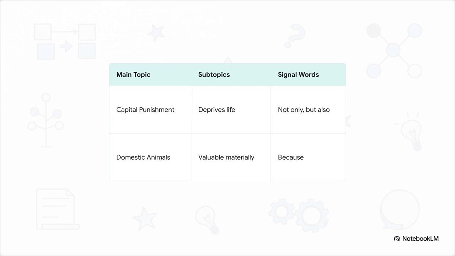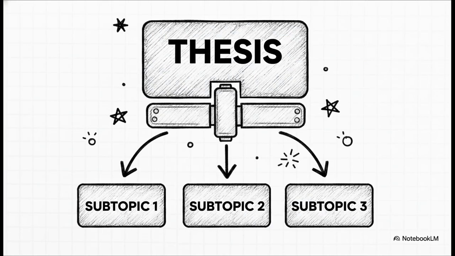But the real magic? It's in the signal words, not only and but also. These words perfectly tee up those subtopics so the reader knows exactly what's coming. These signal words are totally vital. I want you to think of simple punctuation marks or conjunctions as grammatical hinges. They literally hold the thesis and its subtopics together.